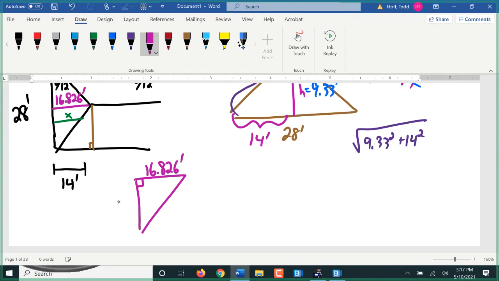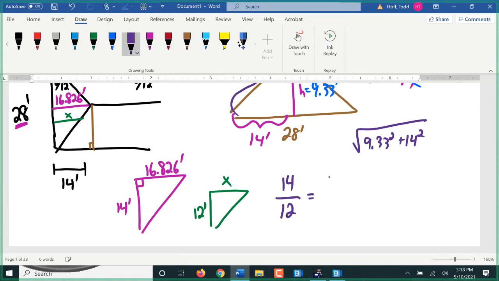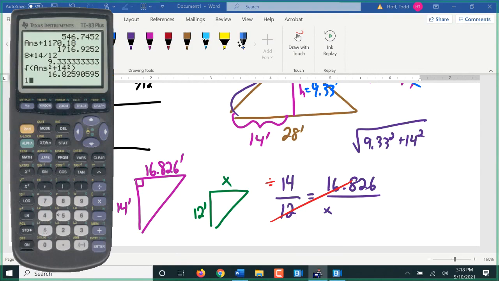16.826 feet here. This is 14 feet, just half of our span. The next one is going to be at 12 feet, 2-foot spacing. That's X. So we have 14 relates to 12 as 16.826 relates to X. Cross multiply and divide to get X. Thus 14.222.